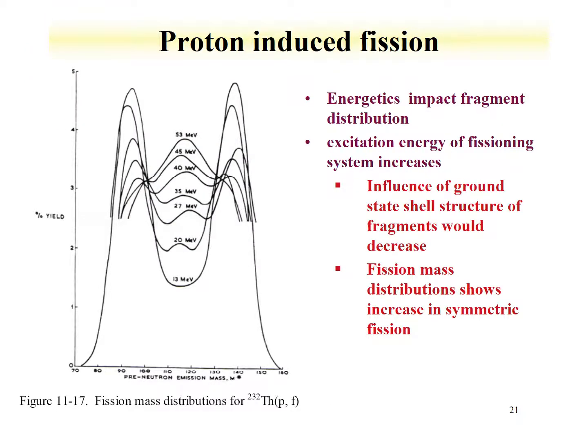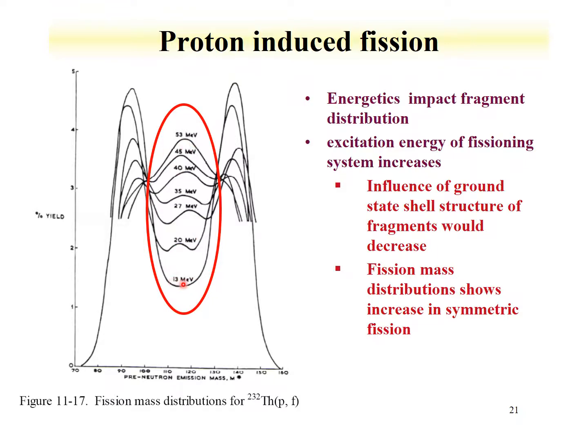A final example of fission has to do with fission that's induced by other particles besides a neutron. And here we have an example of proton-induced fission. We see a fission mass distribution for the reaction of thorium with a proton. That produces this fission product, and here the fission product distribution for the reaction is a function of energy. And what we see is that there's a definite influence of the excitation energy on the fission product distribution, as we go from 13 MeV protons to 53 MeV protons.